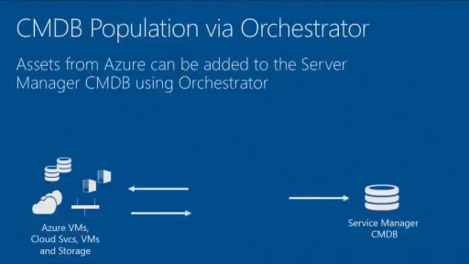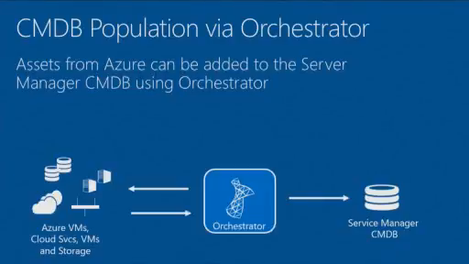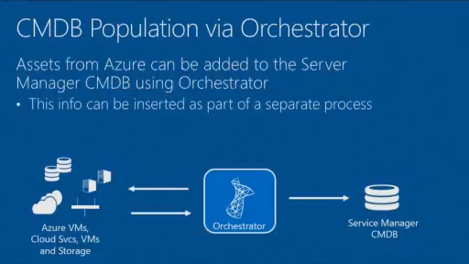So when I want to get information from here over to here, the tie that binds in System Center is Orchestrator. It's really kind of the glue that brings all of these components together in a very intuitive way. We can insert the info as part of a separate process. Typically, I would tend to have some sort of small function-specific runbook where when I'm done, I might pass over the name of the service, the virtual machine, the IP address, etc.